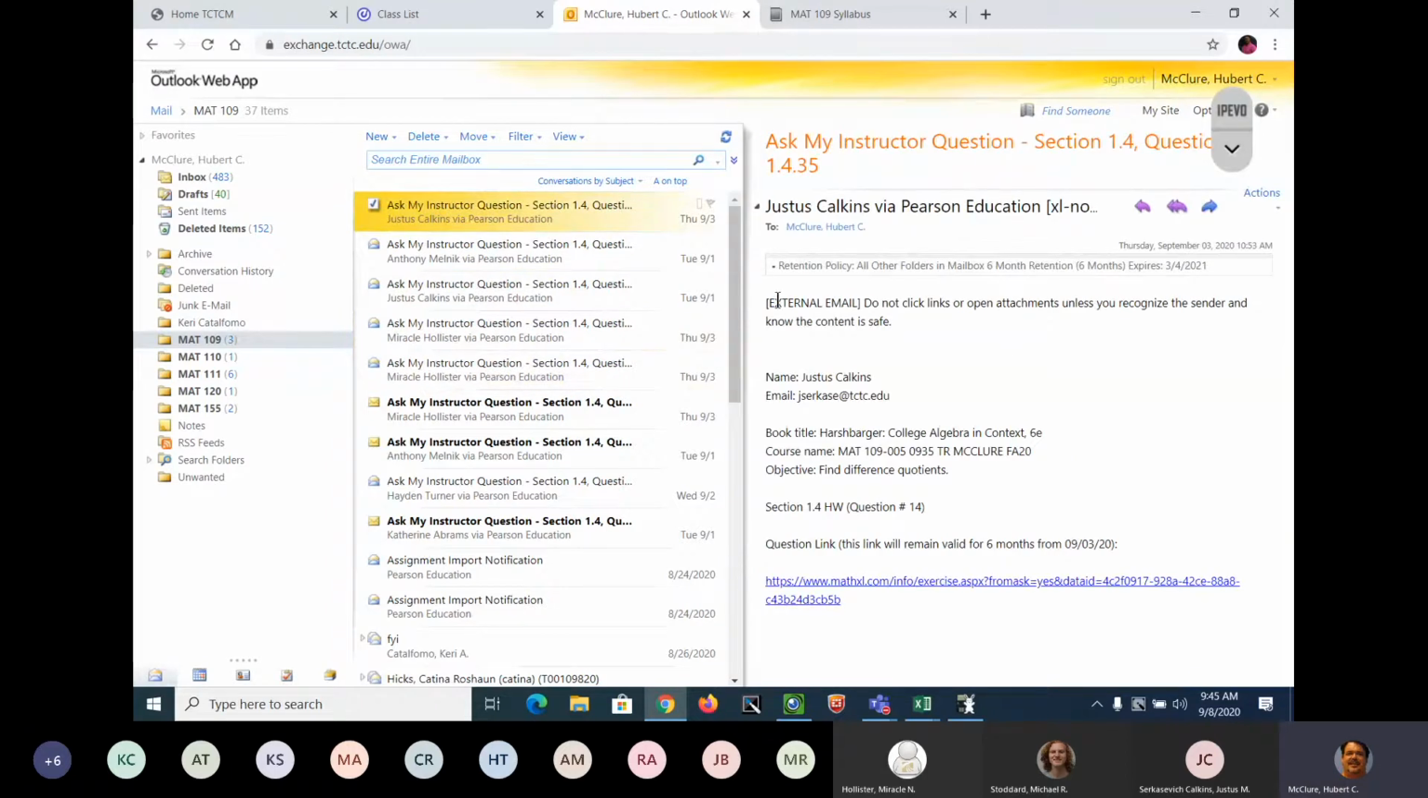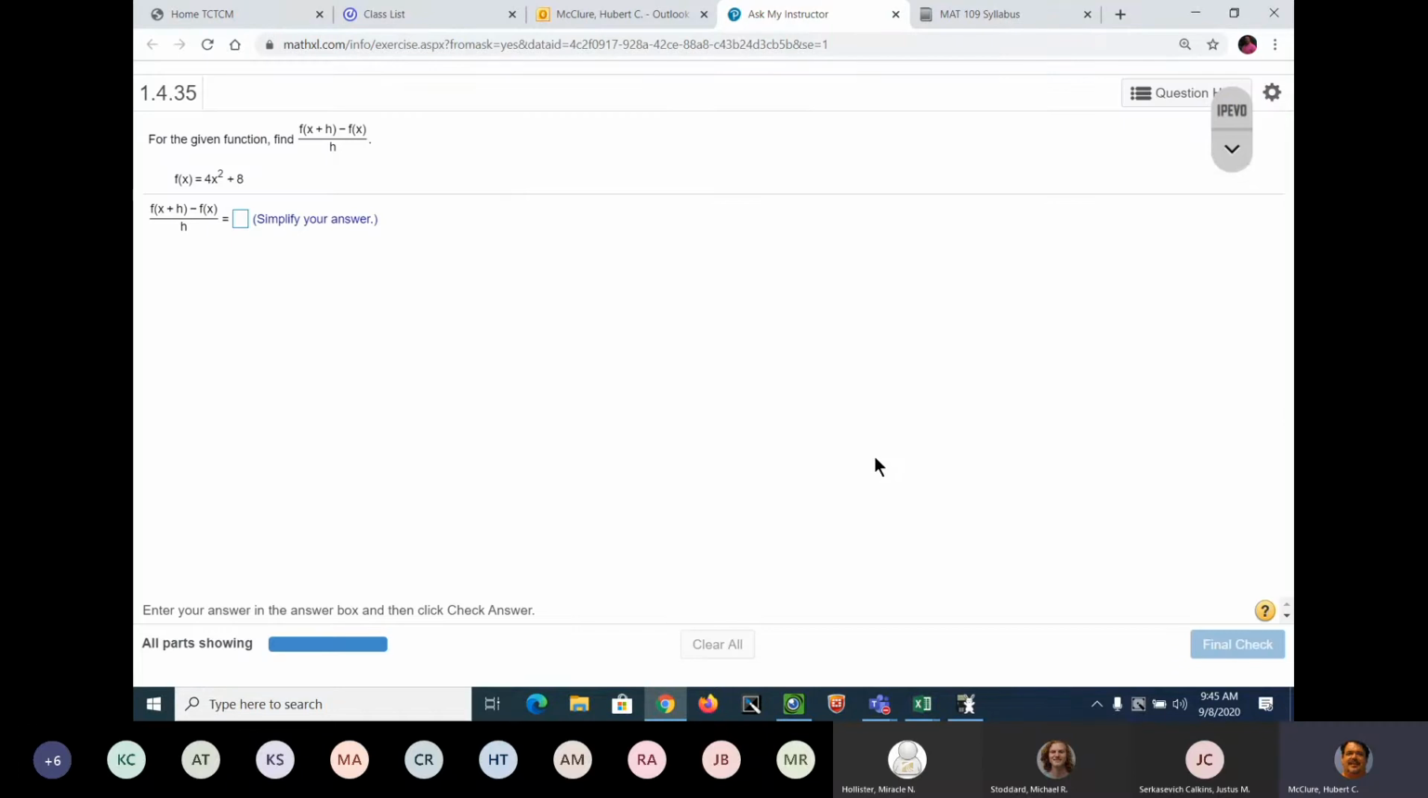I got 3 people sending me number 35 in the book, which is like number 14 in your homework. So let's look at that one. First of all, is this a test question? Oh, yeah. Anything with the difference quotient is a test question. So you can bet your bottom dollar if it's difference quotient, it's going to be on the test. And naturally, it's going to be on the standardized test too.